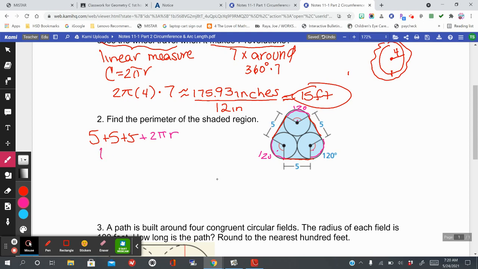So yeah, 15 plus 2 pi times the radius is going to be half of 5. So from here to here and here to here is 5. So that makes the radius half of that. So if you put this into the calculator, we end up with 30.71 roughly. And if it's inches, it's just units.